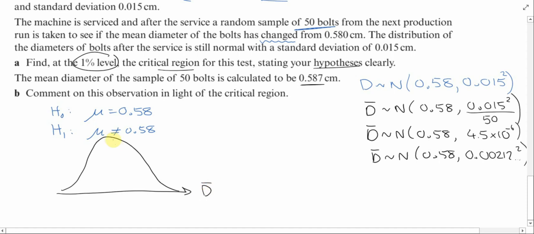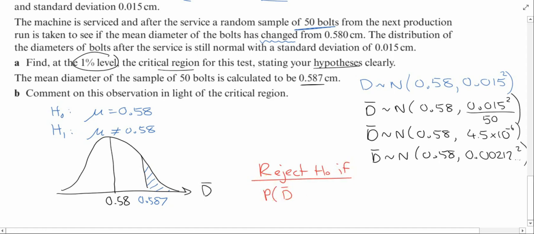We're looking at the sample mean. Our sample mean is 0.58, we have a result of 0.587, and what's the probability? So I'm going to reject H0 if the probability that our sample mean being bigger than 0.587 is less than or equal to not 1%, because it's a two-tailed test because of this. So it's 0.005. There's my statement, and that's really, really important.